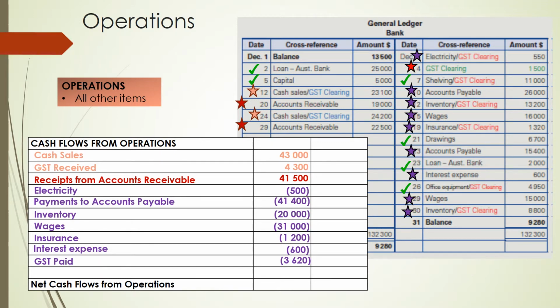Next, remember to take up the GST settlement amount, which is on the 4th of December, and an amount of $1,500 was a payment made to the ATO. We work out the subtotals and finally the net cash flows from operations.